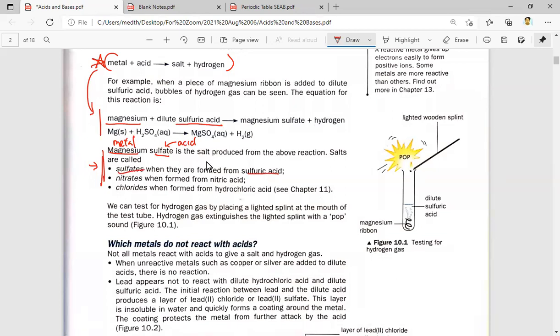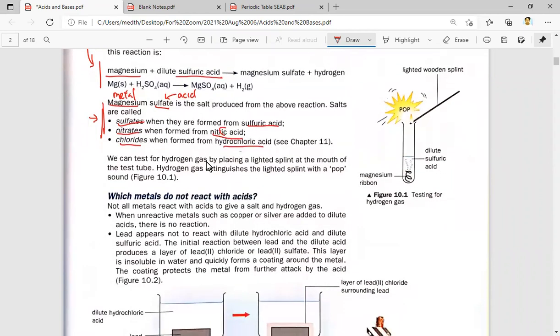If I use magnesium plus nitric acid instead of sulfuric, I will actually form nitrate because I'm using nitric acid. But if let's say I use hydrochloric acid, I will get chlorides, magnesium chloride. So depending on what acid you use, the salt name changes accordingly. Sulfuric acid will form sulfates. Nitric acid will form nitrates. Hydrochloric acid will form chlorides. So I just need you to take note of that.